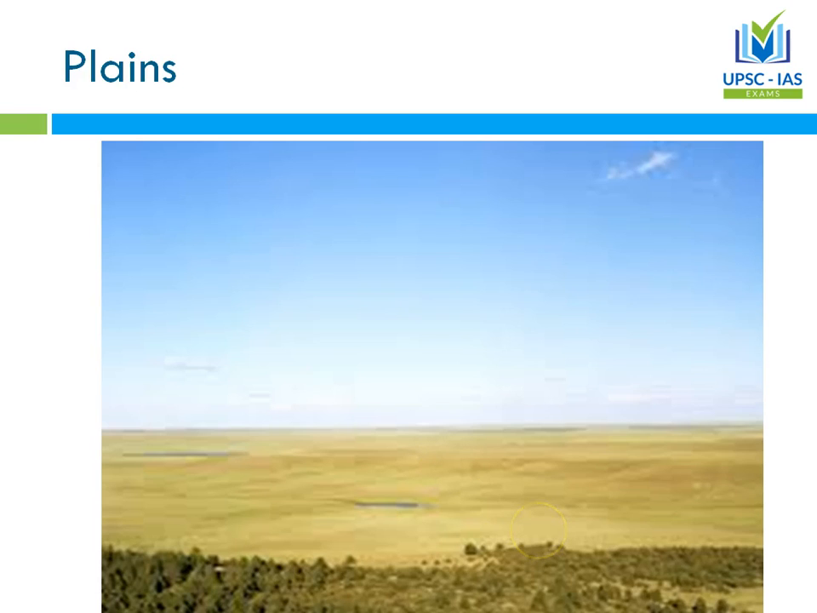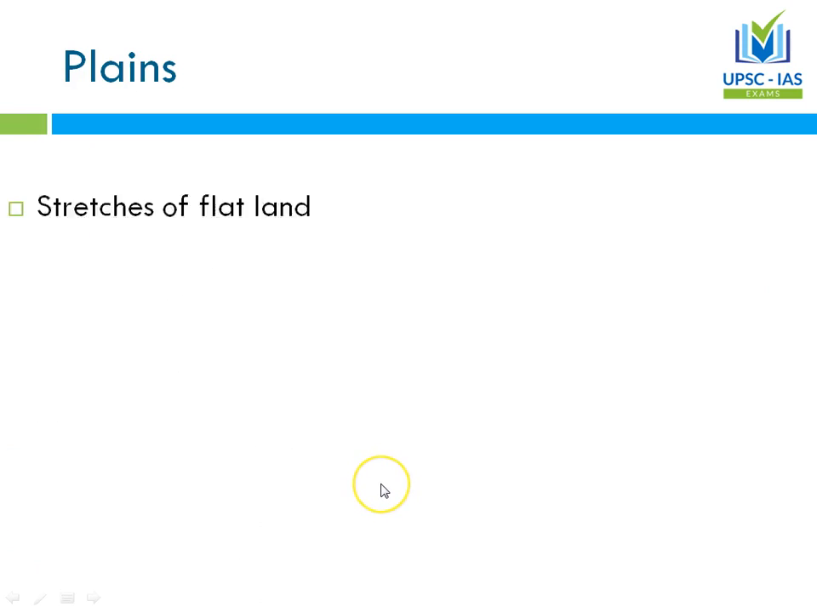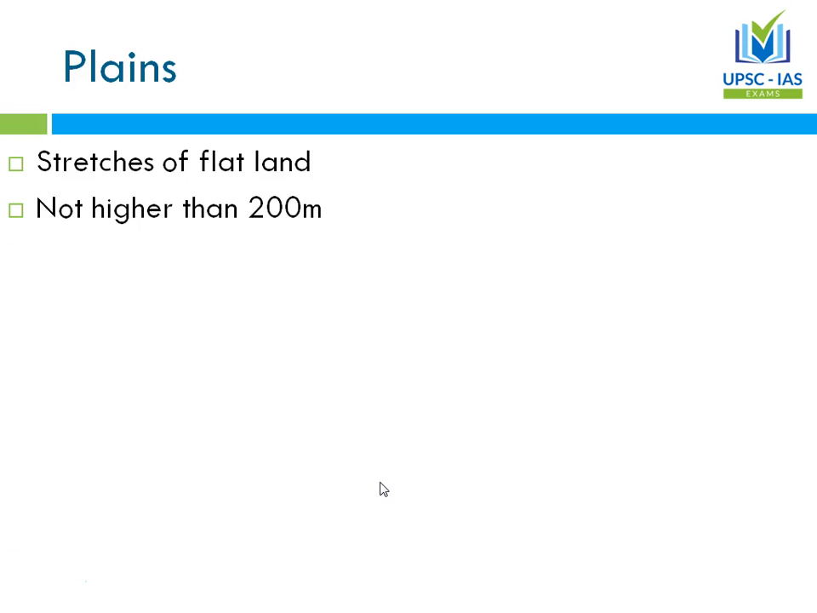Now, let's see from the screen itself, you can see it's like a flat land, right? Here we can see it is a flat land, so naturally life is going to be easier. Generally speaking, plains are not higher than 200 meters. They are formed by rivers and tributaries. Rivers and their tributaries. Now, rivers are flowing from either plateaus or from your mountains. From there, the river is doing the same thing.